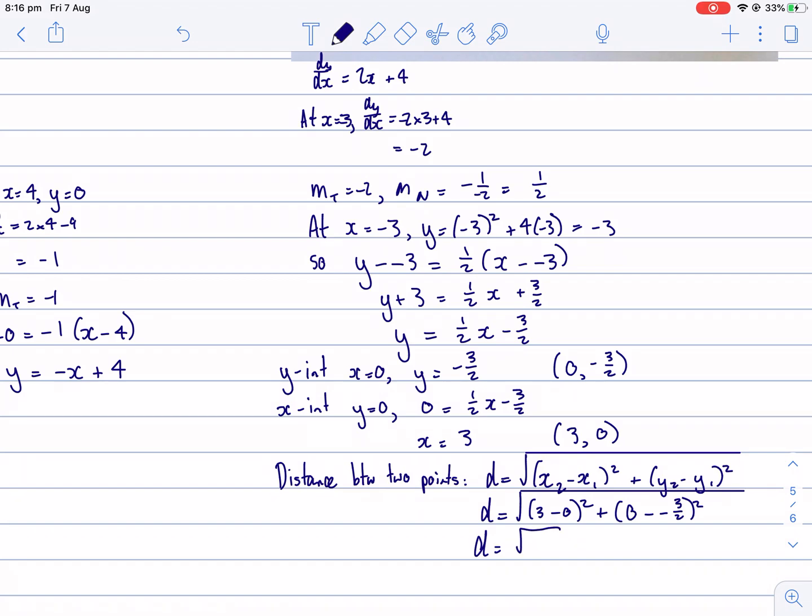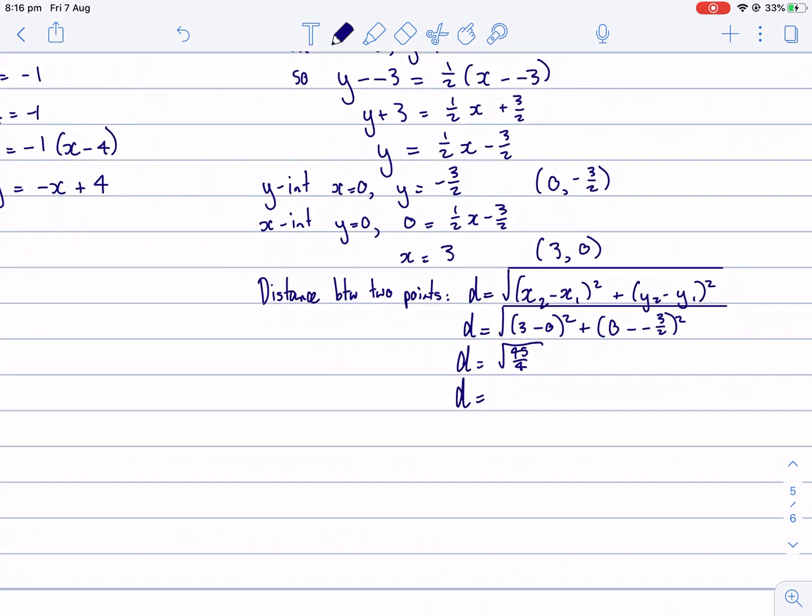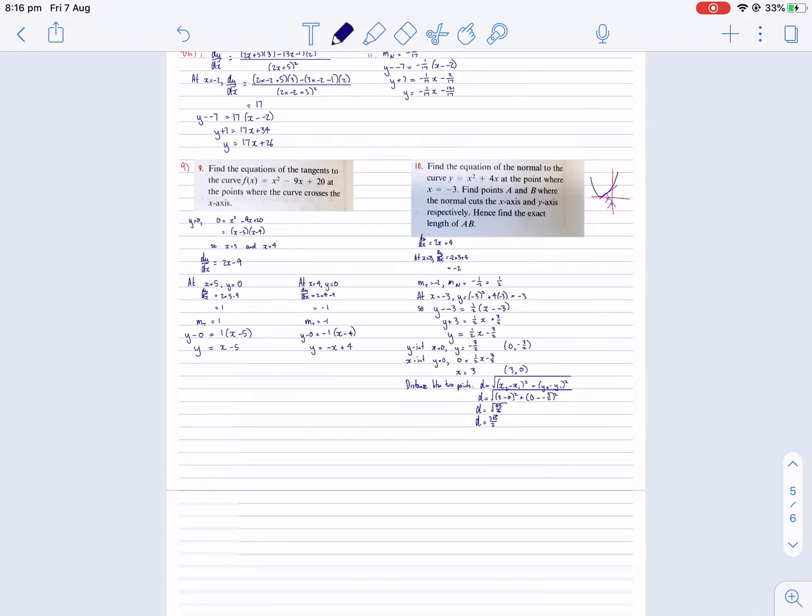So we've got the square root of 45 on 4. So the distance is, I'm going to simplify that. Square root of 45, that's square root of 9 times 5, which is 3 root 5 over 2. That's it.